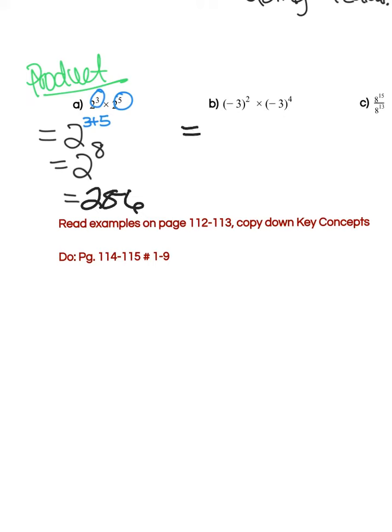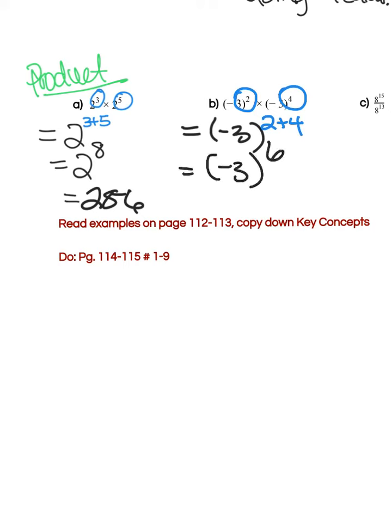Okay, let's look at this one. This one has negatives in it. Negatives are real, okay? You're still going to rewrite your base. This is still my product rule, so I'm still going to take my exponents and I'm going to end up adding them. Okay, so now I'm going to do 2 plus 4. This is going to give me negative 3. 2 plus 4 is 6, so negative 3 to the power of 6.